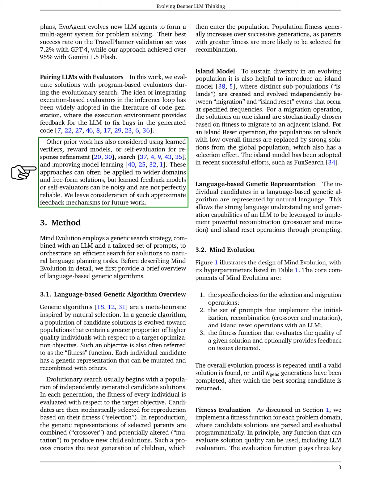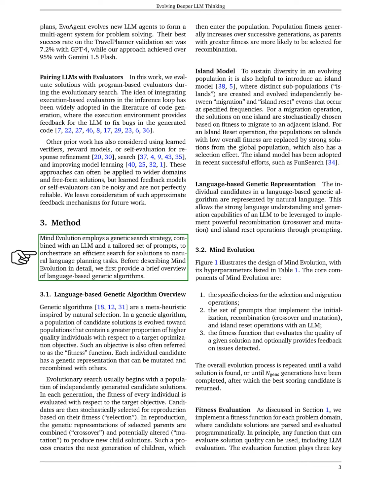We employ a genetic search strategy in our method, Mind Evolution, which combines an LLM with a specific set of prompts to efficiently search for solutions to natural language planning tasks. Before detailing Mind Evolution, we provide a brief overview of language-based genetic algorithms.